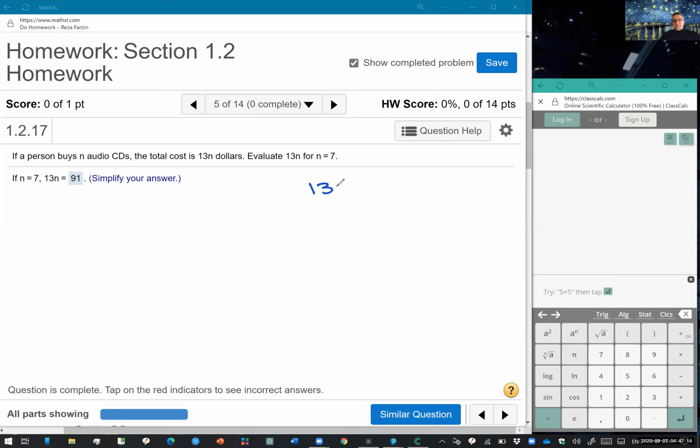Okay, so 13, and that means basically each CD costs how much? $13, right? So they want you to evaluate it for n equals 7, so you're just going to substitute 7. That's where you get the 91. Is that clear?